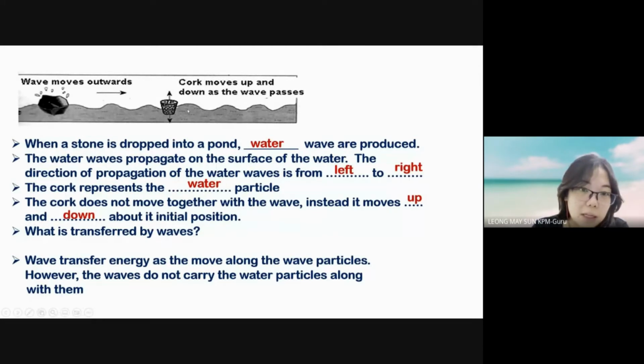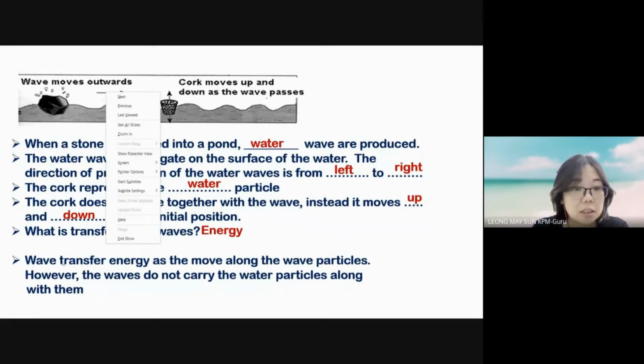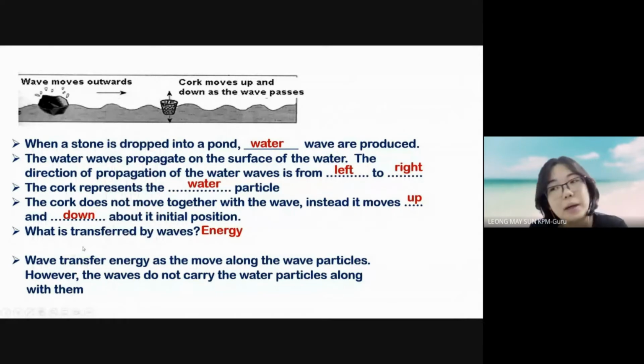Before everything happens, the pond is calm. So when there's a disturbance, which is the stone, it creates a water wave, and we see the water wave moving away from the disturbance from left to right. Then what is transferred by the wave? Energy. We don't bother about what kind of energy over here, we just say it as energy.